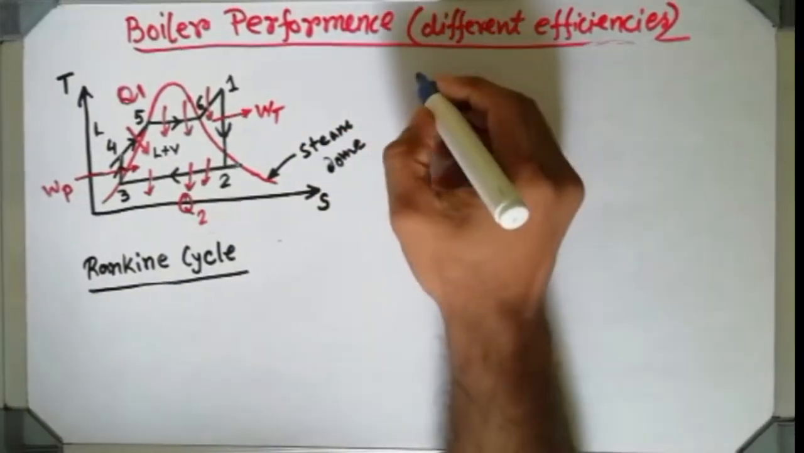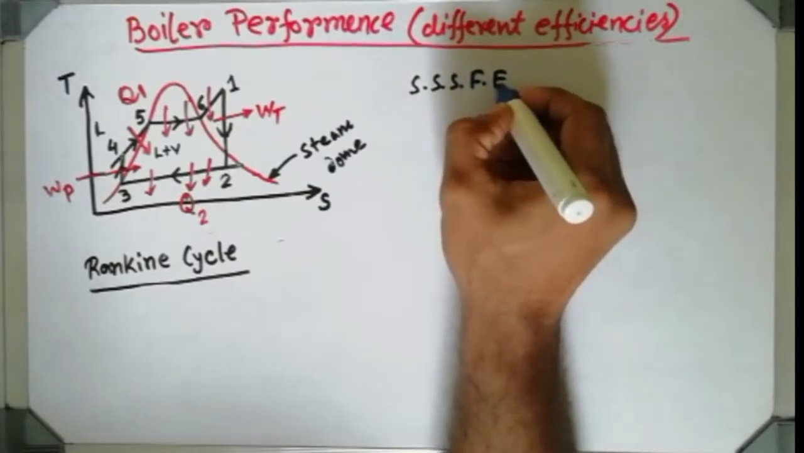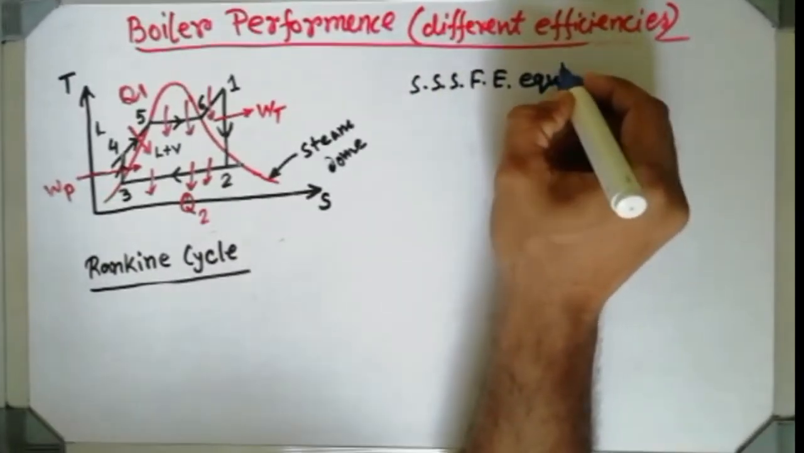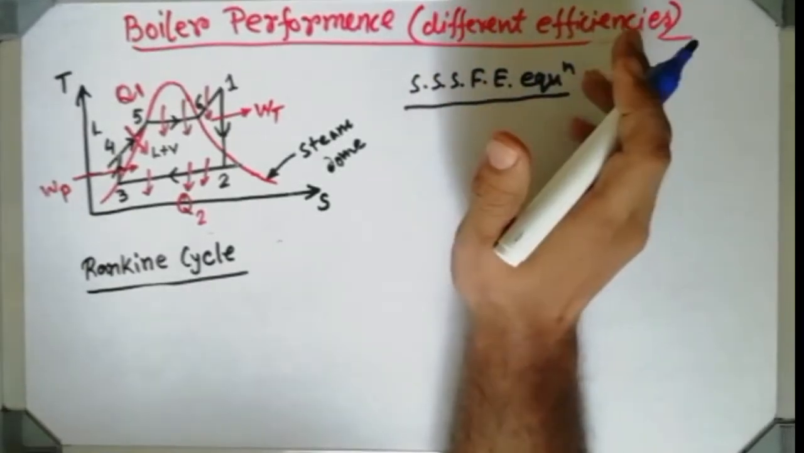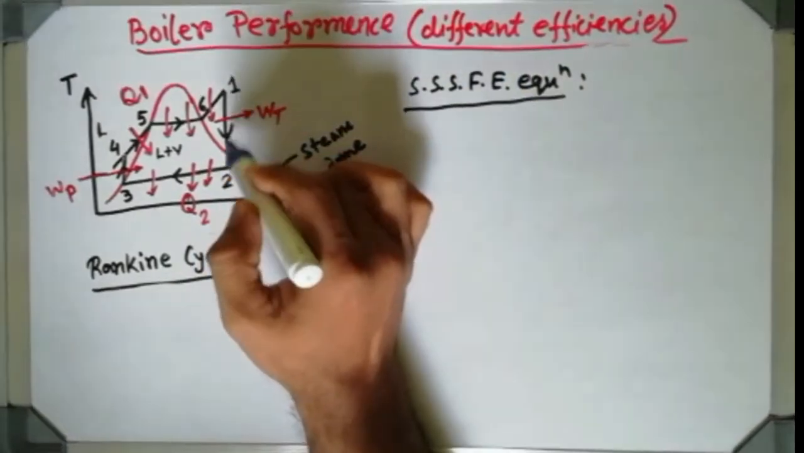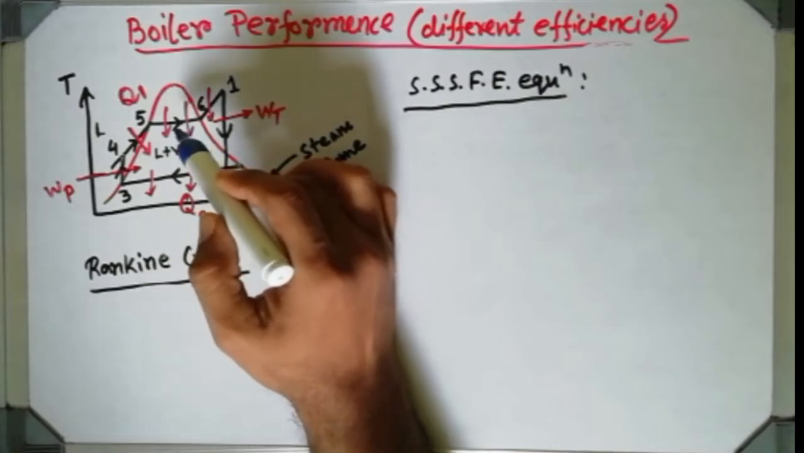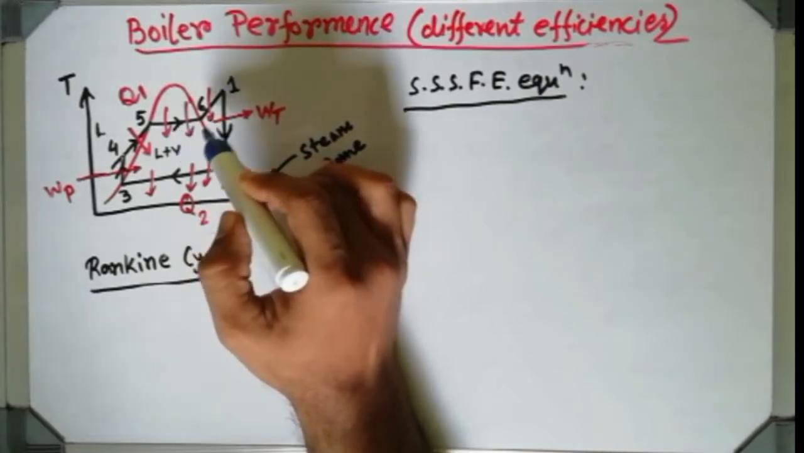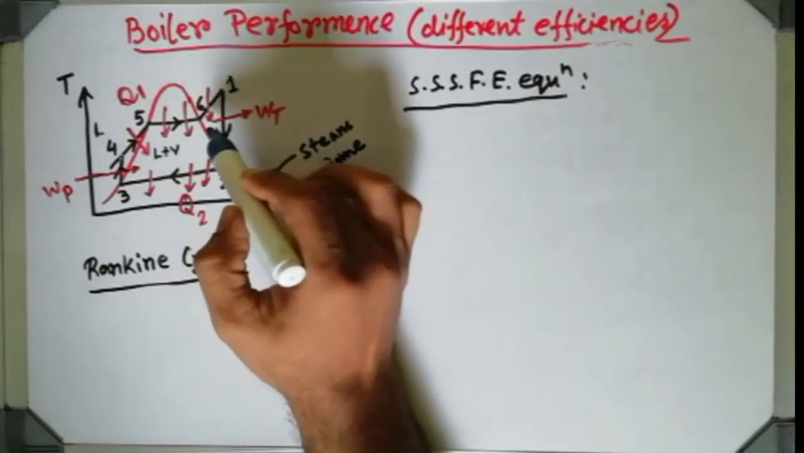I can write it in short form, steady state steady flow energy equation. This equation can be applied for any open device. Open device means you can see all these devices like turbine, condenser, pump, boiler, they all are open systems. Why are they open systems? Because in an open system, mass and energy both will come in and both will go out.